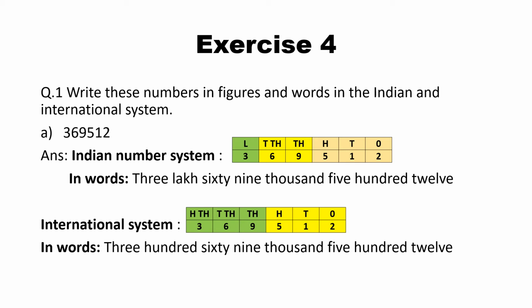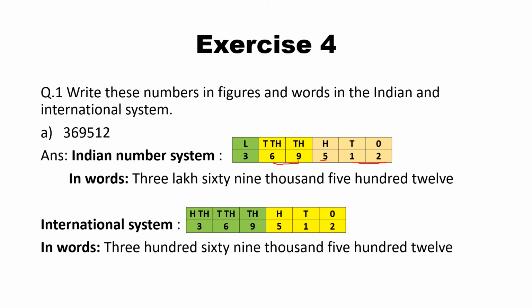Write these numbers in figures and words in the Indian and international system. Now, as we all know, in the Indian system we have ones, tens, and hundreds in the ones period, thousand, 10,000 in the thousand period, and then we have lakh. But in the international system, after 10,000 we have 100,000. So we will make different charts for both of them, and then we will write the number name. So 3 is on the lakh place, 3 lakh 69,512.